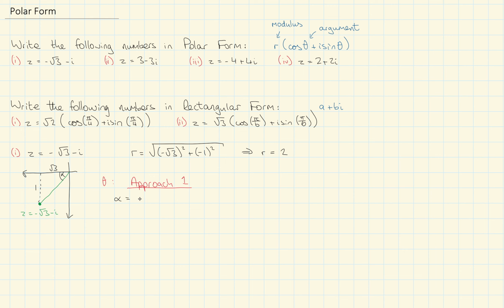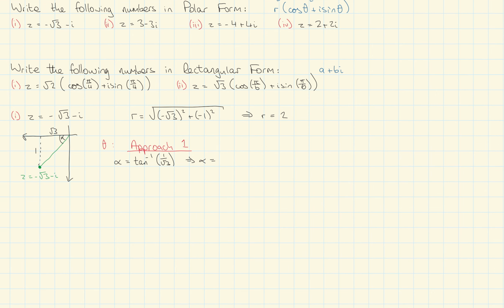So alpha is equal to tan inverse of 1 over root 3. In your calculator, and I'll put it in radians, alpha equals pi over 6. So for approach 1, we have theta is equal to pi plus alpha. So theta is equal to pi plus pi over 6.